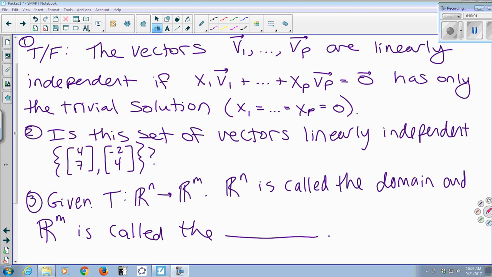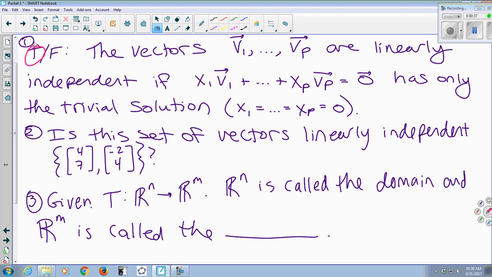1-8 reading quiz. True or false, the vectors v1 to vp are linearly independent if you take a linear combination of them, set it equal to 0, if that has only the trivial solution. True. That is the definition of linear independence. Okay. That if you put some unknown weights on those vectors, set it equal to 0 and solve, that if x1 to xp all come out to 0 as your only solution, then they are linearly independent.